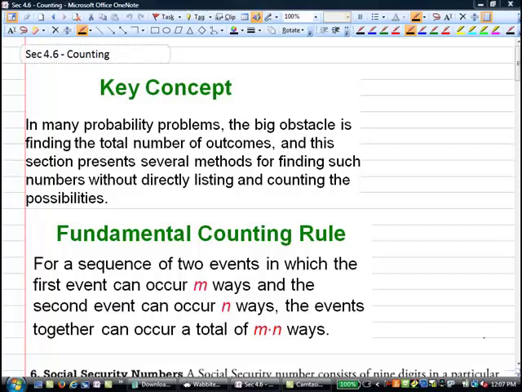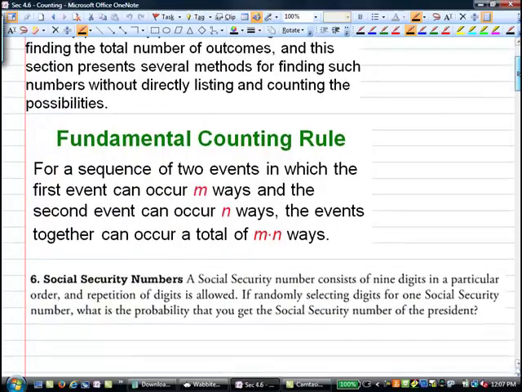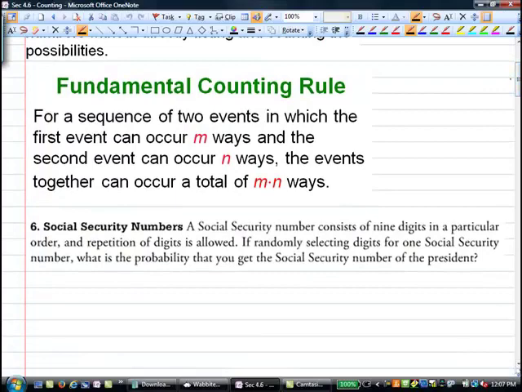Section 4.6 is counting. You only thought you knew how to count. In many probability problems, the big obstacle is finding the total number of outcomes in your event or in your sample space. And here we're going to look at several different methods for finding these numbers without directly listing or enumerating those possibilities.